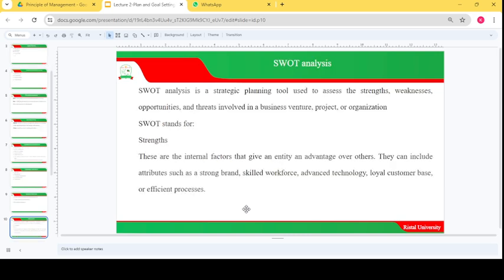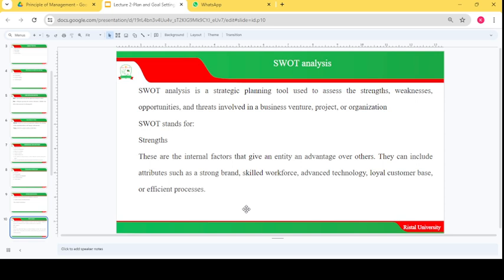So let's look at SWOT analysis. SWOT analysis is a strategic planning tool used to assess the strengths, weaknesses, opportunities, and threats involved in a business venture, project, or organization.